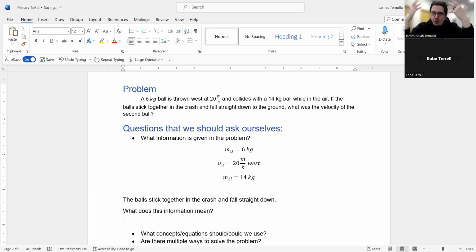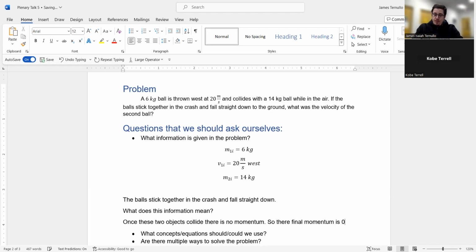You notice that I'm running through thought process here. So what does this information mean? This information means that once they collide, there's no momentum. Once these two objects collide, there is no momentum. So their final momentum is zero.